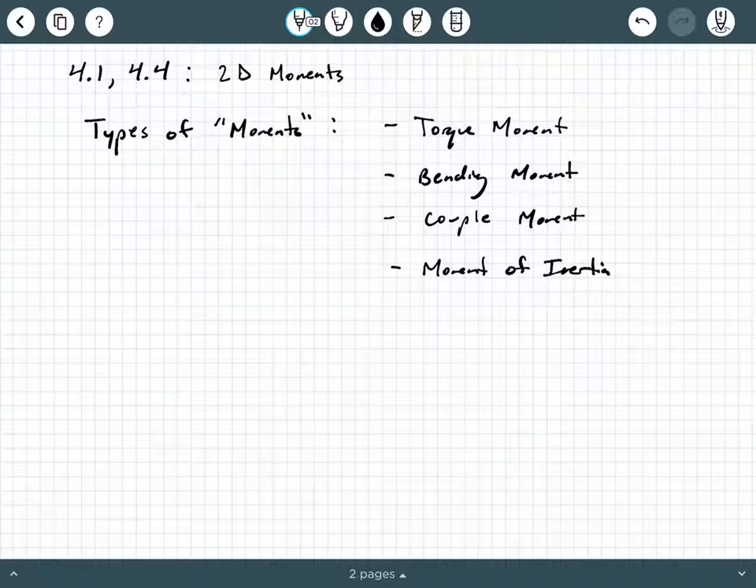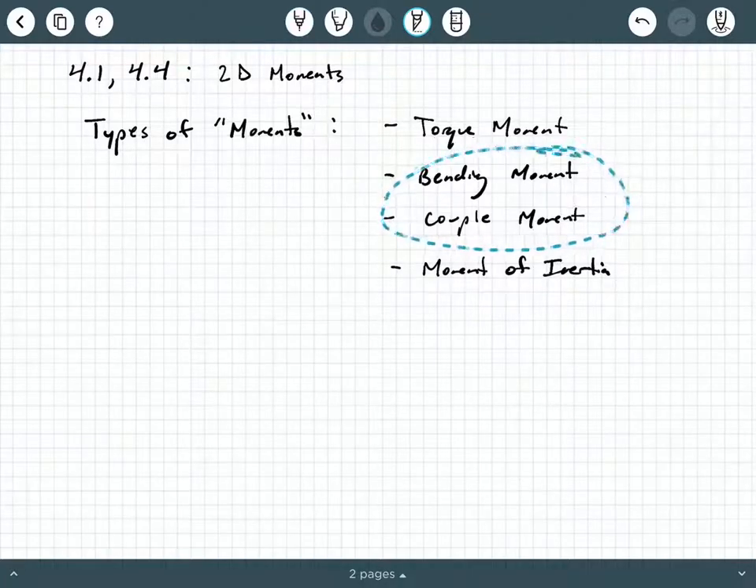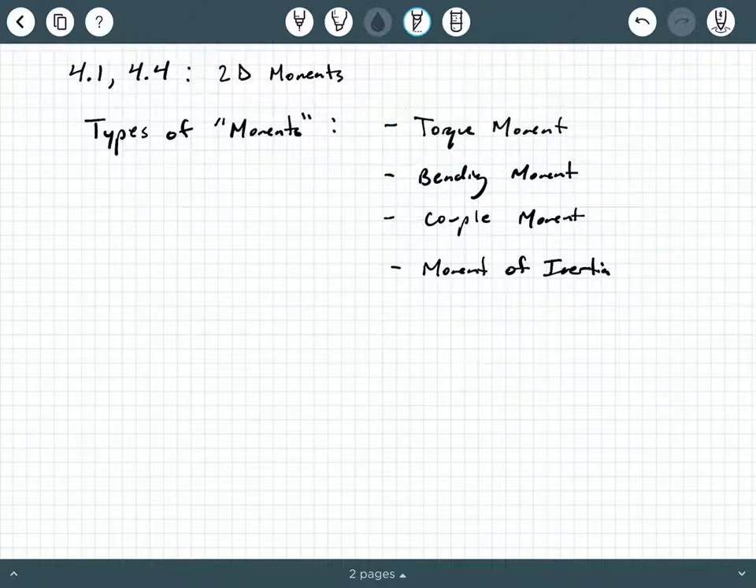inertia. So in this part of the course, we are really going to be focusing on bending moments and couple moments, and we are going to spend a little bit of time on torque moments as well. But again, the focus is going to be on bending and couple moments.